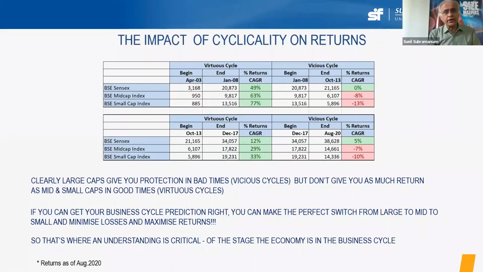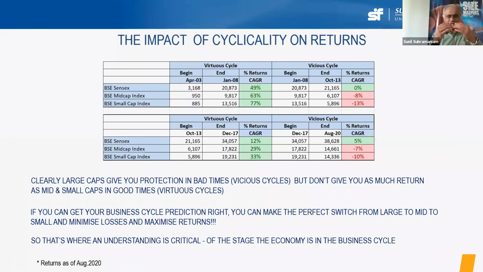But in a bad cycle, it's reversed. You see that both mid and small cap indices deliver deep negative returns of 8 to 13% per annum, whereas the large cap in the first vicious cycle was flat. In the second vicious cycle, it actually gave you 5% positive returns, right? So this is what I have summarized there. So if you get the business cycle prediction right, you can switch from large to mid to small, minimize losses, maximize returns.